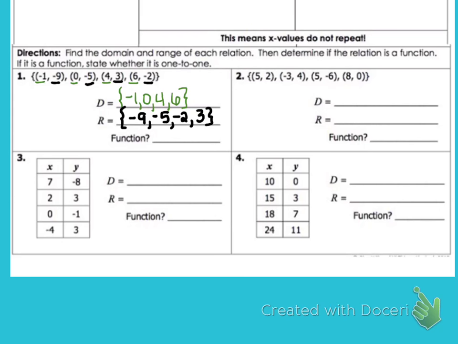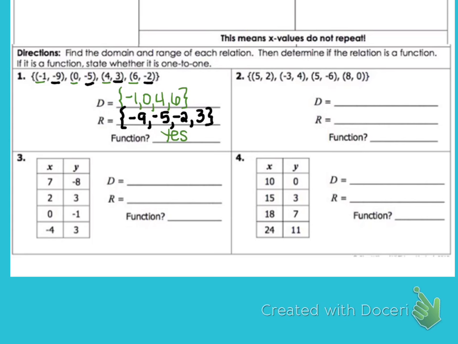And again, if we want to know if this is a function, we just have to look to see if the x value repeats, and if it does, whether it's mapped to a different y value. If that's the case, then it's not a function. But clearly, our x values don't even repeat. And so, yes, this is a function. There is no repeating x value that appears with a different y.